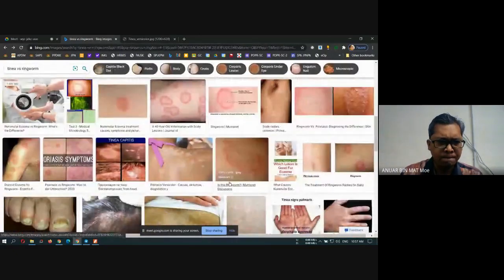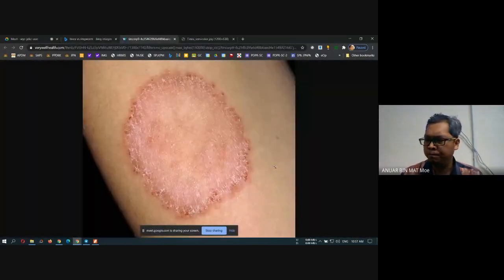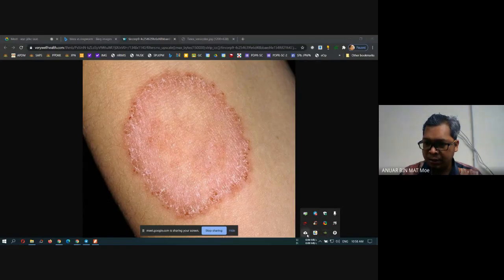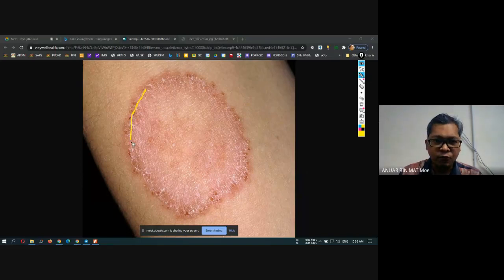And then how about the ringworm? Ringworm is like this. Why do we call it ringworm? We call it ringworm not because of an animal or insect, the worm. It is not an infection from a worm. Actually, it is an infection from a fungus. We call it ringworm because the shape of the infection is like a ring shape. You see here, it is round, the shape is round like that.